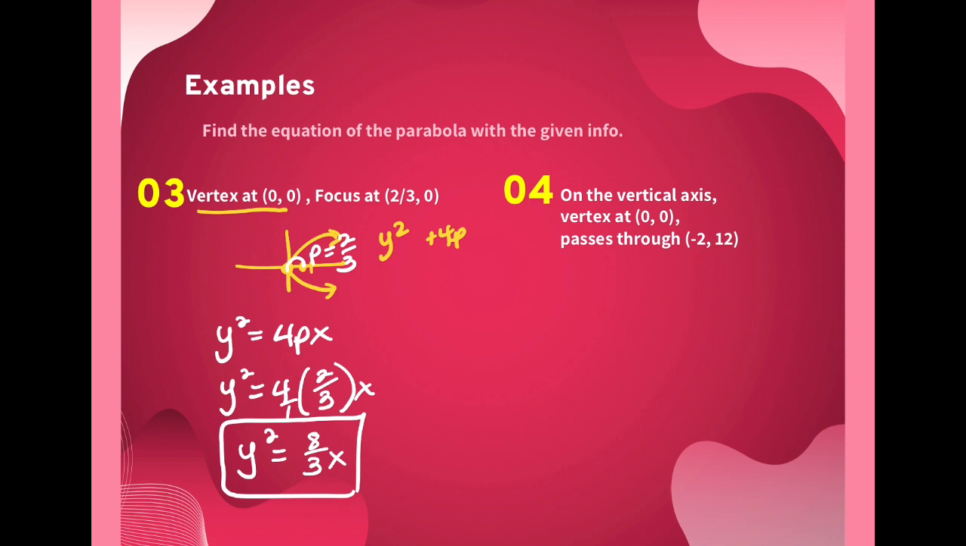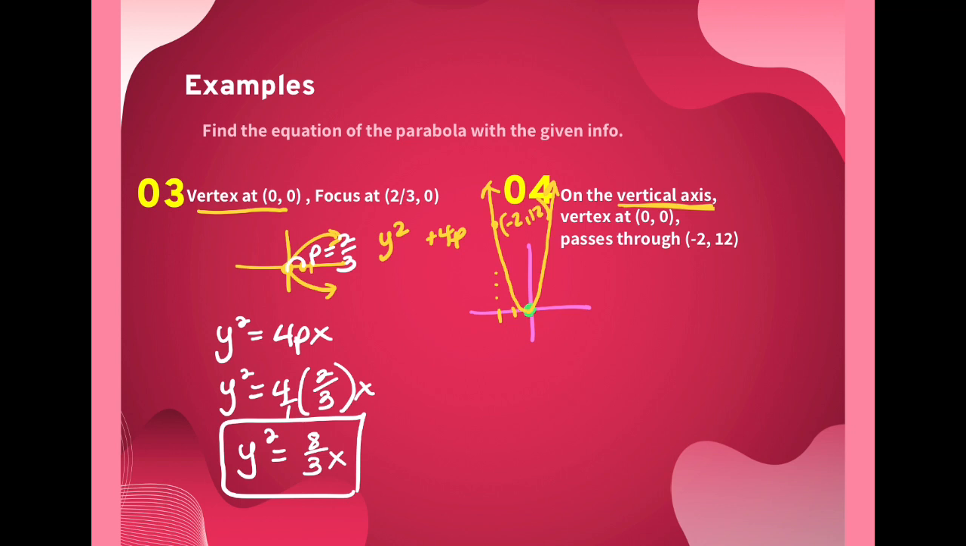Now looking at 4, it says the vertical axis is your y-axis, which means it's going to either open up or down. Your vertex is at 0, 0, and it passes through -2, 12. The reason it says vertical axis is because I could actually turn this way and make it horizontal if I didn't have that piece of information. But because I do have that it's on the vertical axis, I know it has to open this way. And I know I went off the grid, but that's -2, 12.